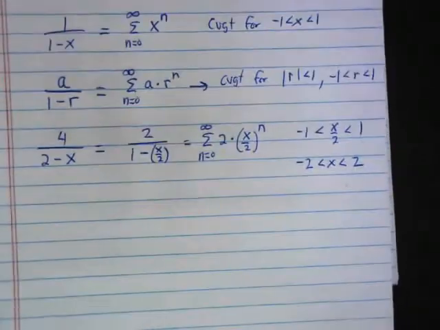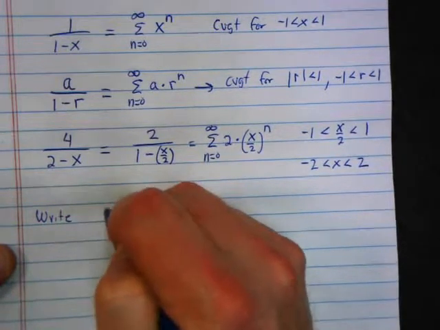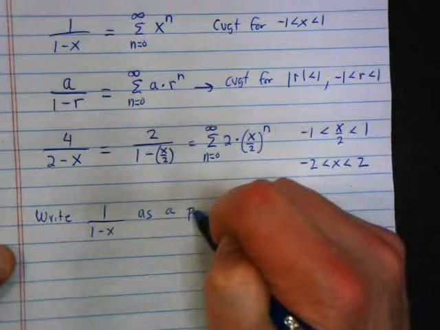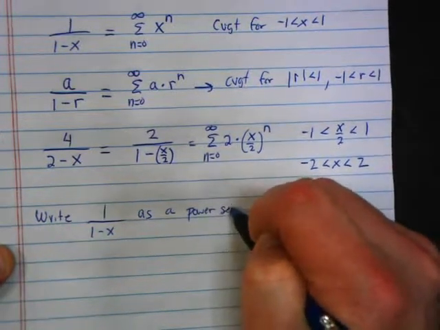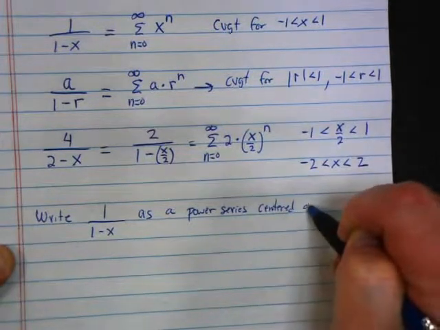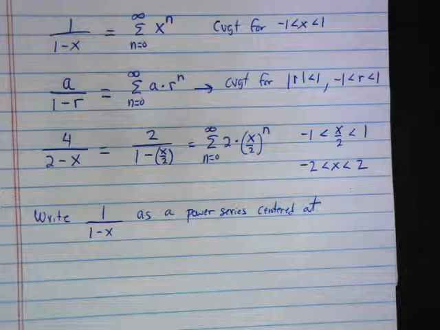Okay. How about write 1 over 1 minus x as a power series centered at, give me no number except for 0. 4.